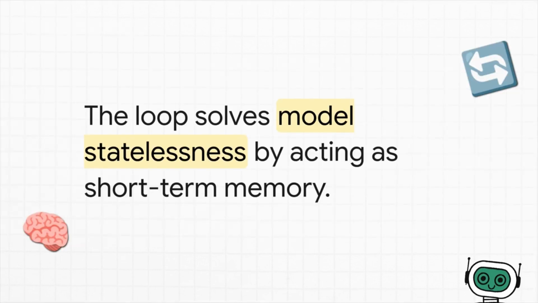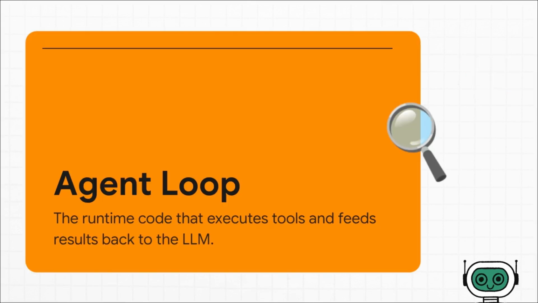Now, you might be asking yourself, as a developer, why do we need this loop at all? Why can't the model just execute everything natively? Well, it's because large language models are fundamentally stateless functions. They have zero memory between API calls. Without the loop, the model forgets your entire existence the millisecond it generates a response. So the loop acts as the agent's short-term memory. It appends every action and observation into a growing context window, and then resubmits that entire history on every single turn.